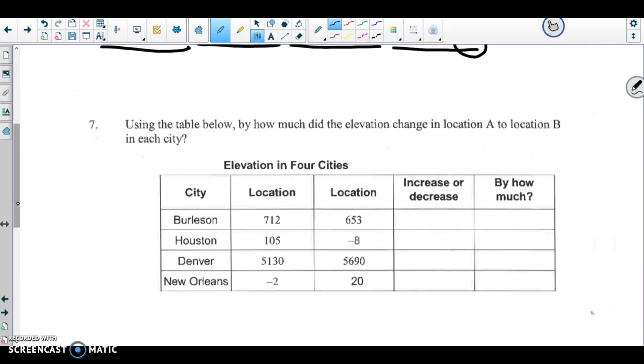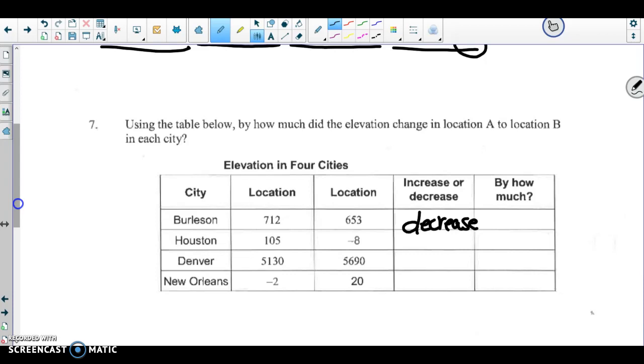Using the table below, by how much did the elevation change from location A to location B in each city? So first it's asking, was it an increase or decrease, and by how much? So we went from 712 to 653. Well, that was definitely a decrease. I think I'm probably just going to put an I or a D from here on.